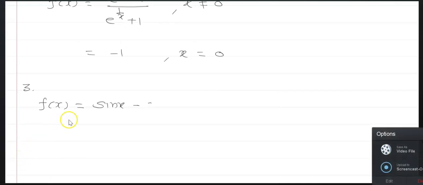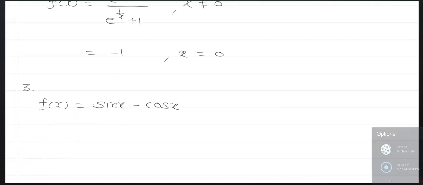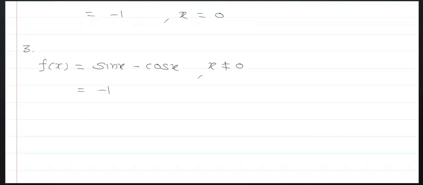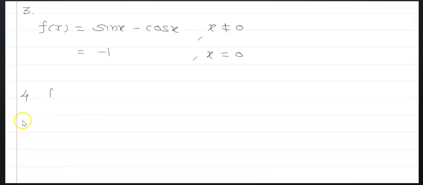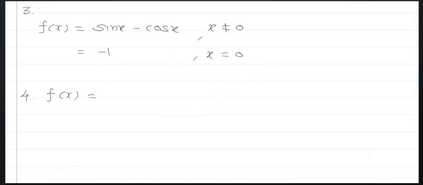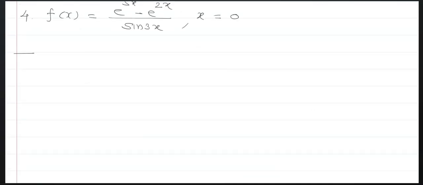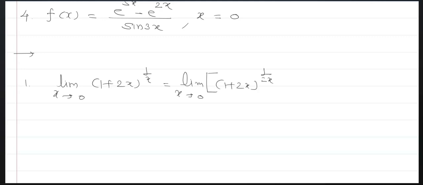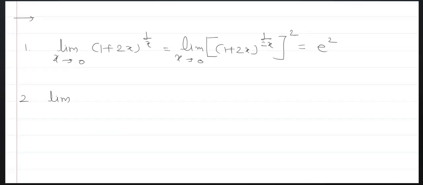Third, f of x is equal to sin x minus cos x, x is not equal to 0, and that is equal to minus 1 for x is equal to 0. And fourth one, f of x is equal to e raised to 5x minus e raised to 2x upon sin of 3x for x not equal to 0. First, we solve this limit, that is equal to e square.